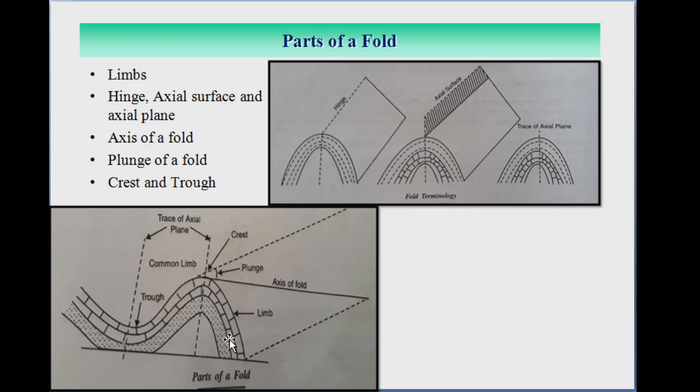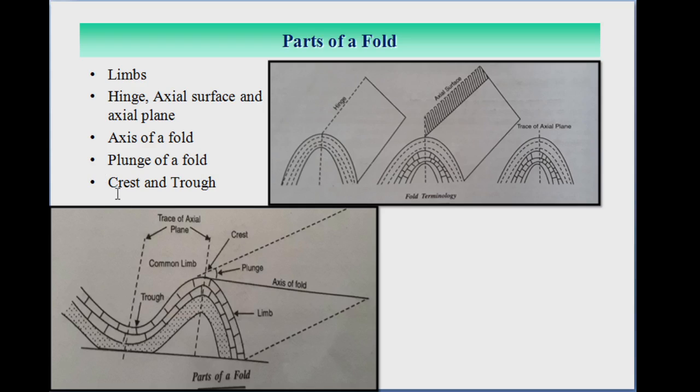Our next point is the plunge of a fold. Plunge of the fold means what? The axis of the fold may be horizontal or vertical, or sometimes it is inclined. So the plunge of the fold is nothing but the angle of inclination of the fold axis with the horizontal as measured in the vertical plane. The angle of inclination of the fold axis with the horizontal as measured in the vertical plane is called the plunge of the fold.